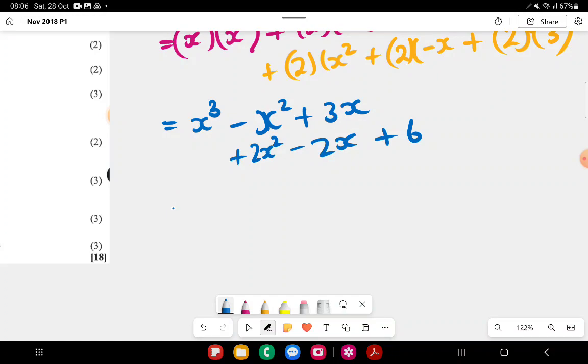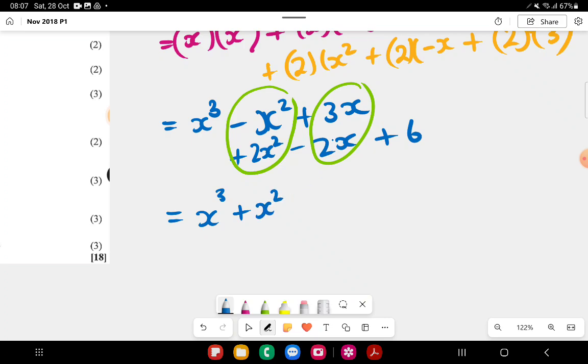Now I'm going to add them up and I'm going to say x cubed stays the same. Please notice now my columns are the same. So the first one is 2x squared minus x squared, that is 1x squared. 3x minus 2x, that is 1x plus 6. And that is my final answer.